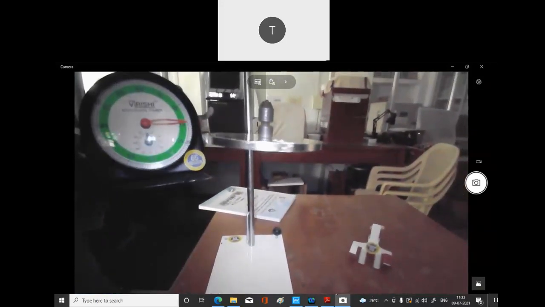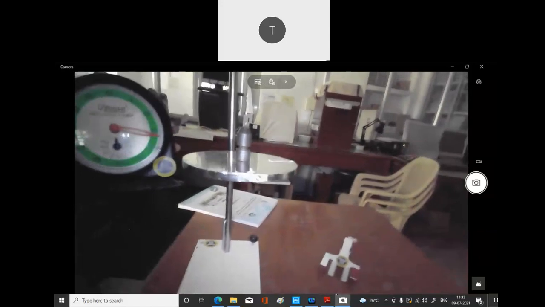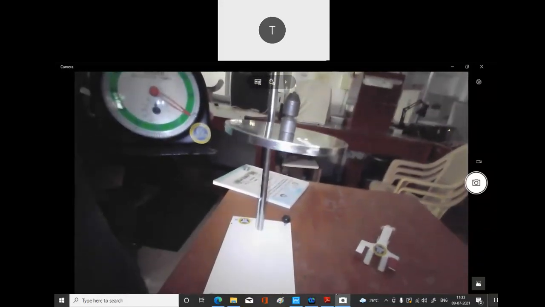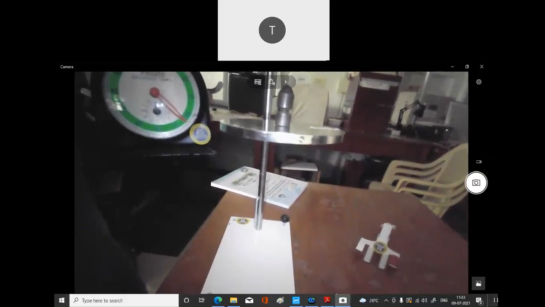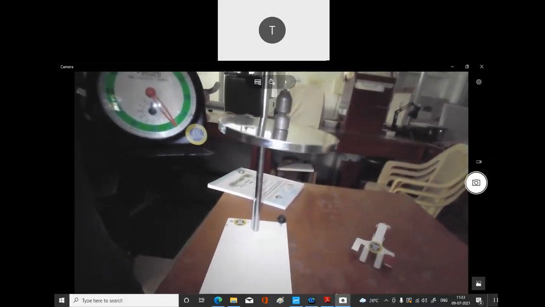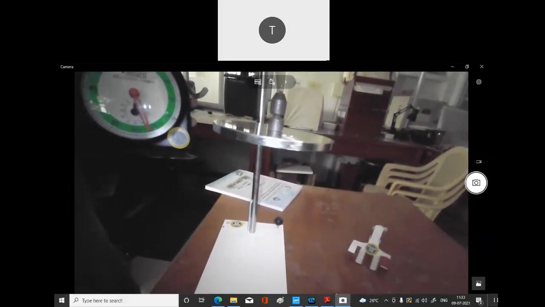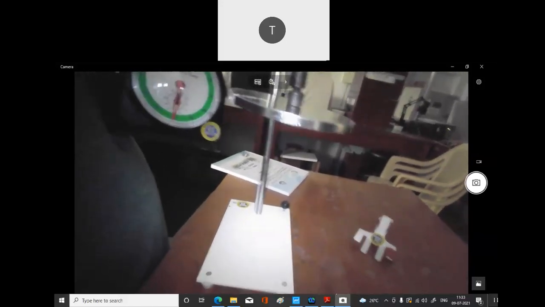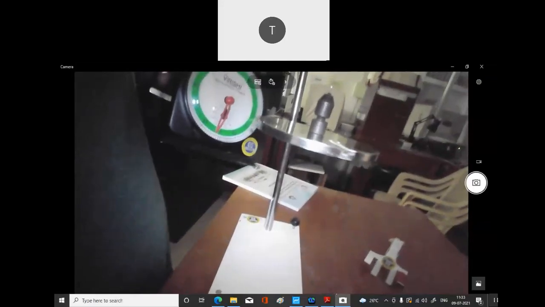Then 1.5 and two oscillations. Again 2.5, three oscillations, and then 3.5. When it comes to the fourth oscillation, when it is stopping here, I am stopping the clock.